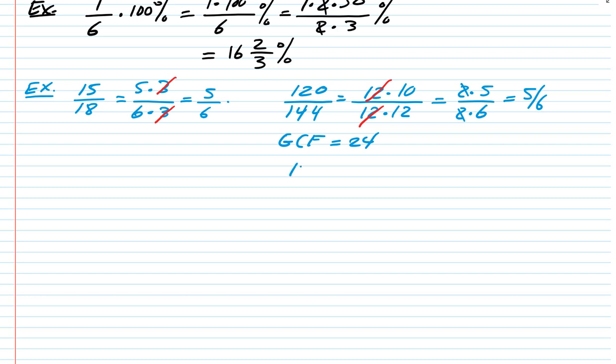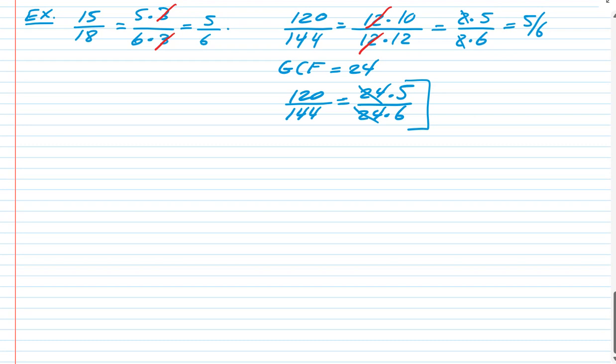So in other words, 120 over 144 would be divisible. Both of these will be divisible by 24. 24 times 5 and 24 times 6. And now I can cross them out. The advantage of identifying GCF is you can reduce these in one step. Okay, but again, you were able to do it in 2 steps, no biggie.